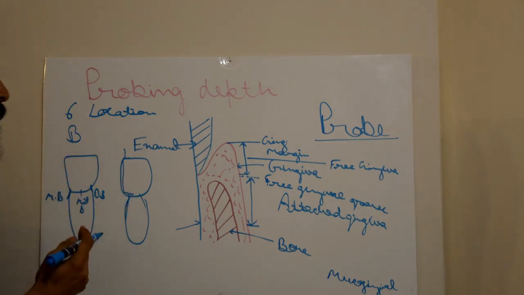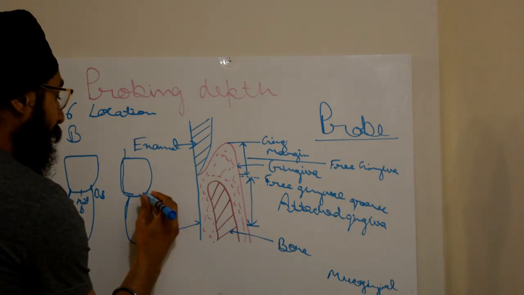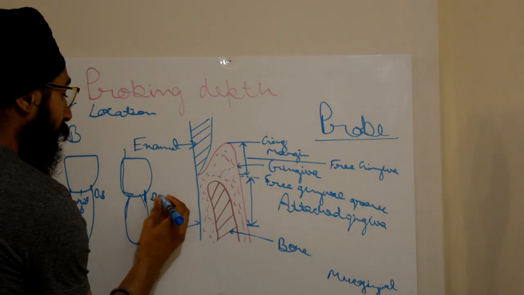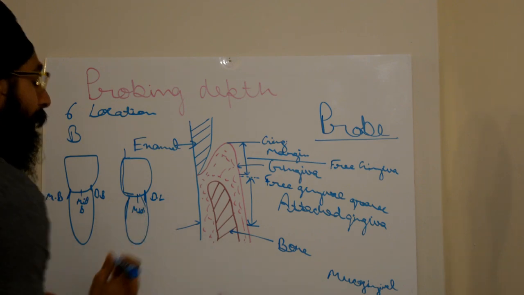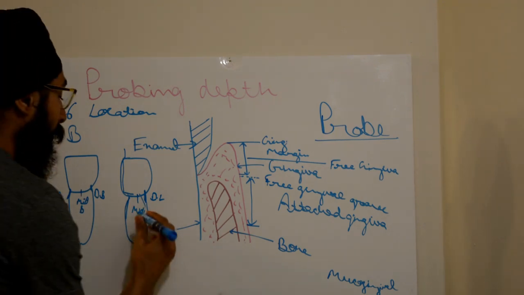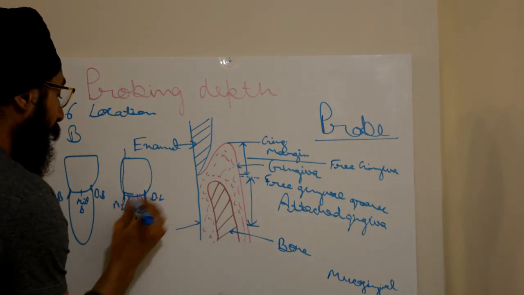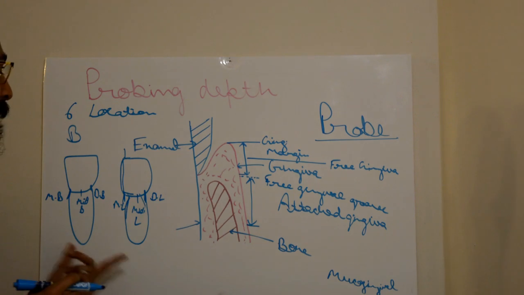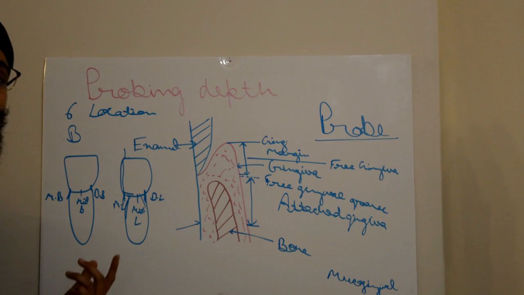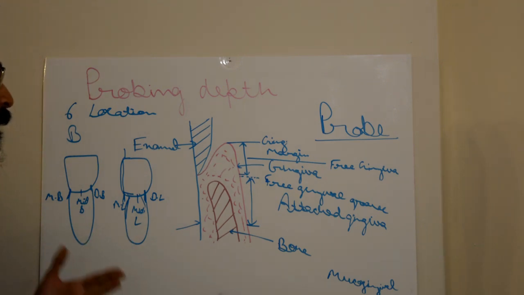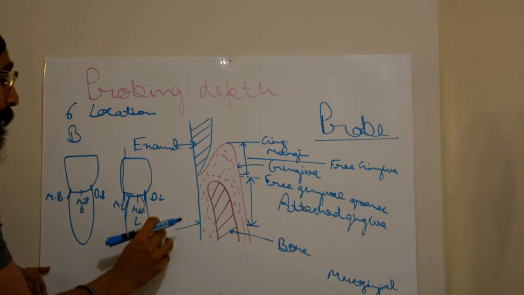Then he will turn around and probe the tooth on the lingual or palatal side. This surface is the distolingual portion of the tooth. Here is mid-lingual or mid-palatal, depending on whether the tooth is in the maxilla or the mandible, and this surface is the mesiolingual. So a dentist probes the tooth at 6 different locations. I am telling you this because when I explain the perio chart, you will get to know why I explained that we do probing at 6 different locations.